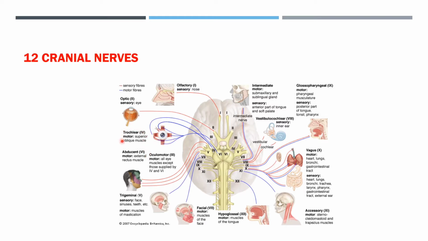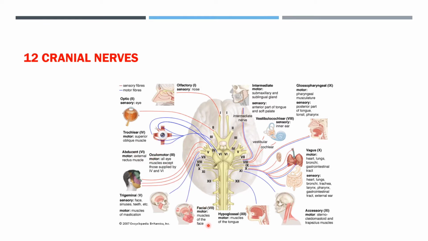Fourth is the trochlear nerve. It supplies the superior oblique muscle, again involved in the movement of the eyeball. Fifth is the trigeminal nerve. It carries the sensation of the face, sinuses and teeth, and it is motor to the mastication muscles. Sixth is the abducent nerve. It supplies the external rectus muscle, which is again one of the muscles of eye movement. So 3, 4, 6 are involved in the eye movement.